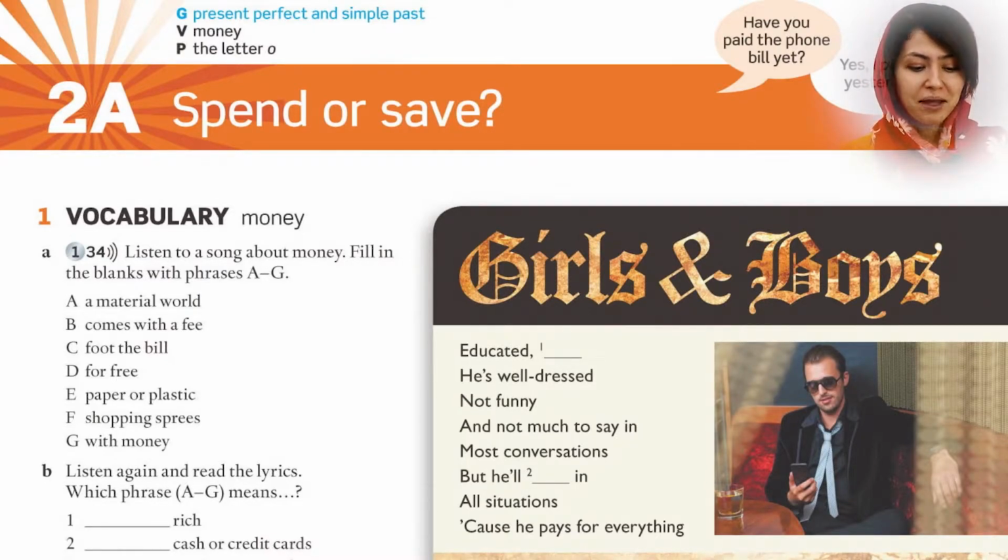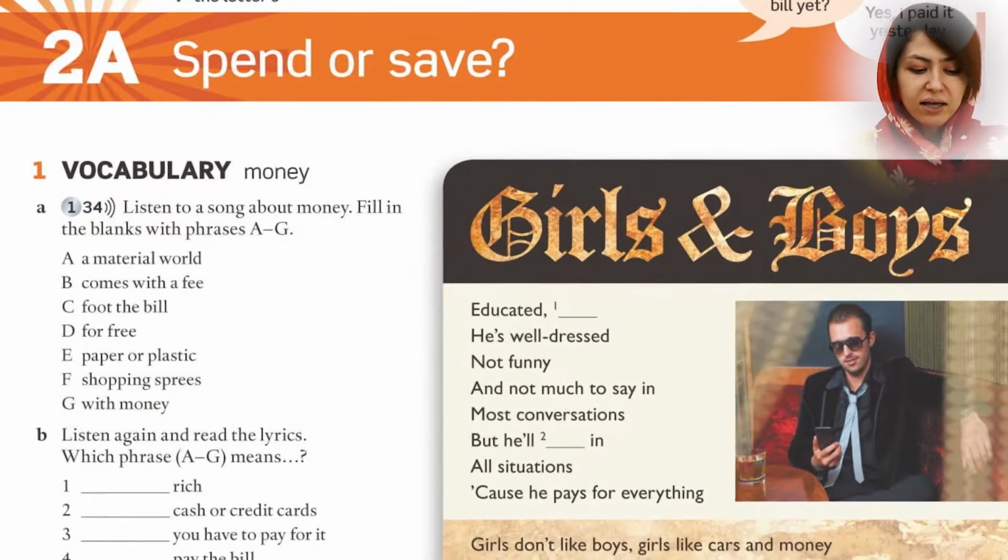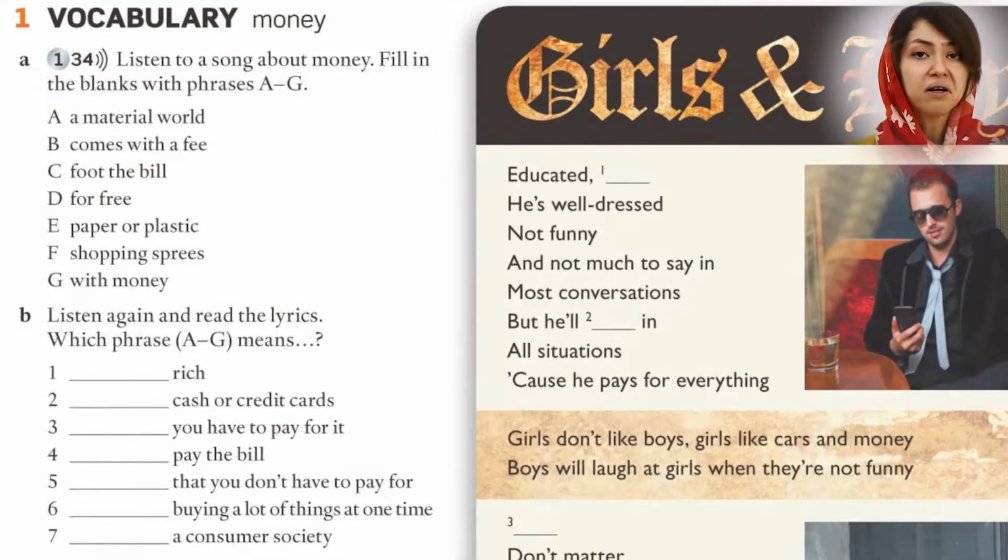Tell me. Let's see. Here, the vocabulary is about money. Okay? So there's a list of vocabulary from A to G, and we are going to figure out the meanings in part B. I will tell you the meanings as well, okay? You can either find that yourself and afterwards check the video. Let's go. A material world.